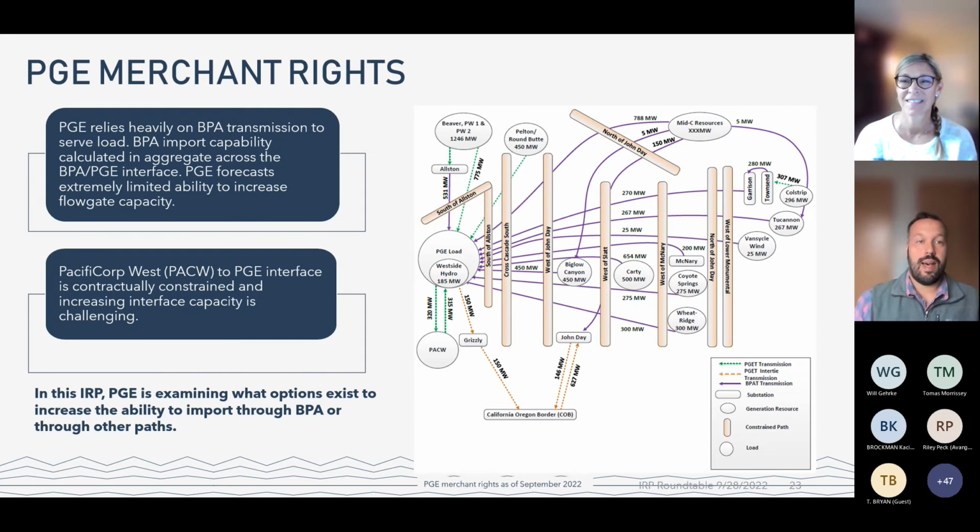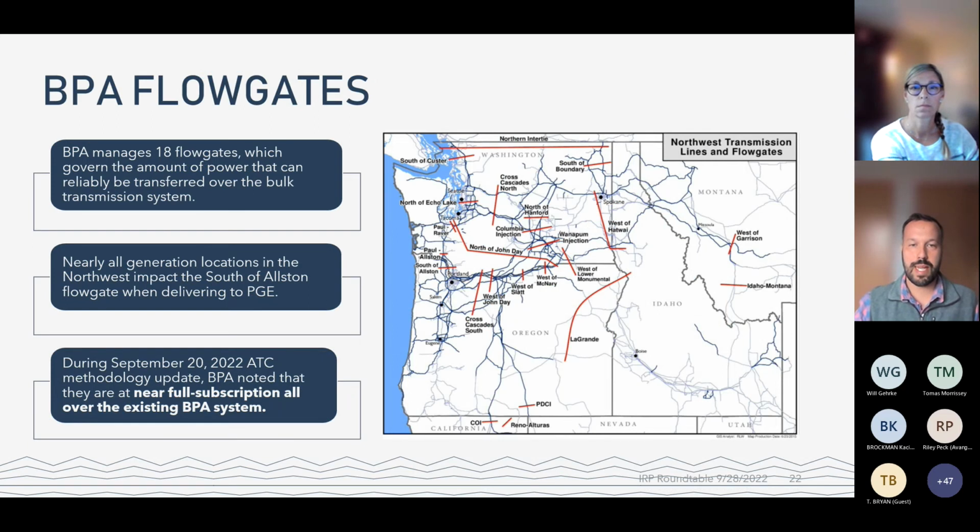Jake, I see that you came on. Yeah, Lynn, can I add one thing? I think this is just so valuable. For folks who are maybe newer to thinking about transmission, the question may come up of why, we've heard a couple times, anything new hits south of Alston. And if we go back to slide 22 for a second, we see that south of Alston is a flow gate that's just kind of northwest of Portland.